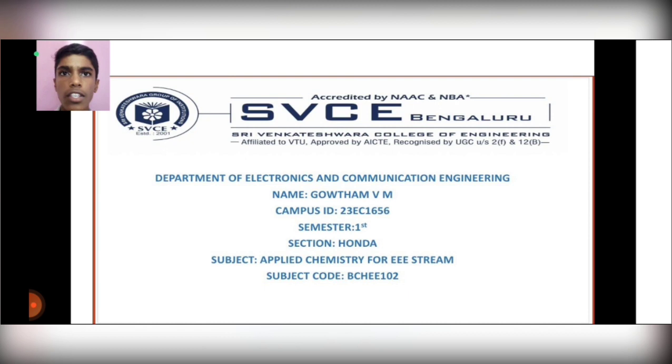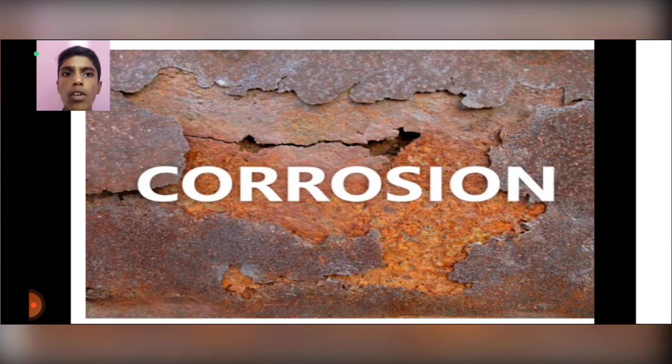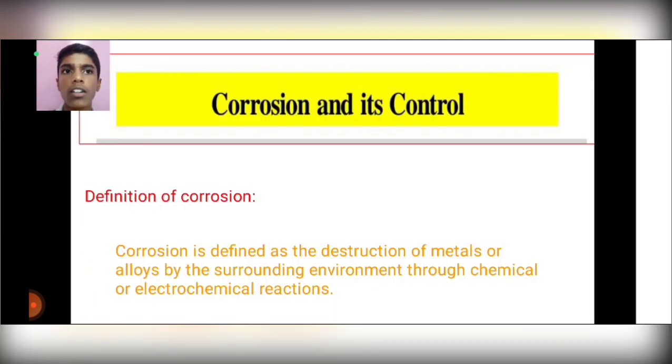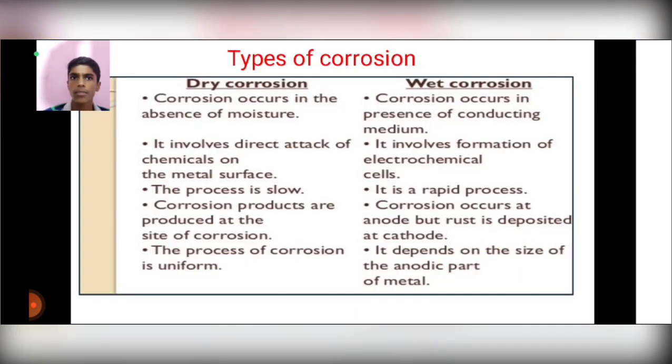Subject code BCHE102. Today we'll discuss corrosion and its control. Definition of corrosion: corrosion is defined as the destruction of a metal or alloy by the surrounding environment through chemical or electrochemical reaction.